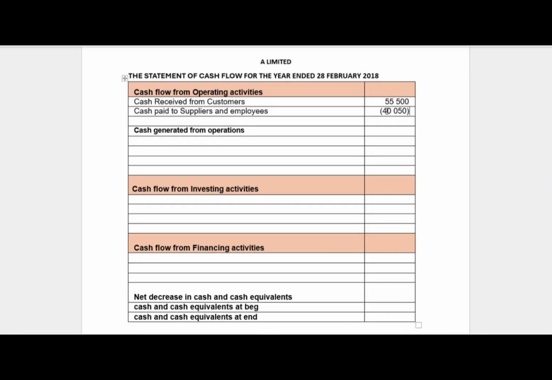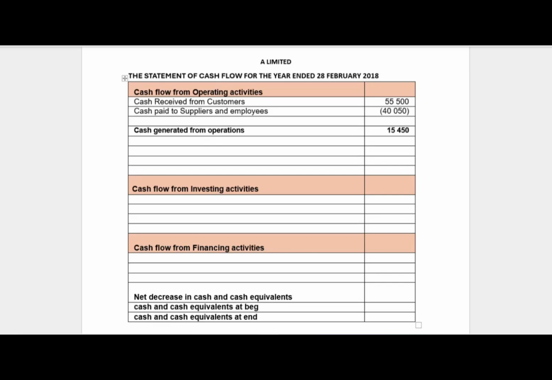We put that on the calculator. It's going to be 55,500, our cash received from customers. We subtract 40,050. I am getting 15,450. That is our cash generated from operations, 15,450.